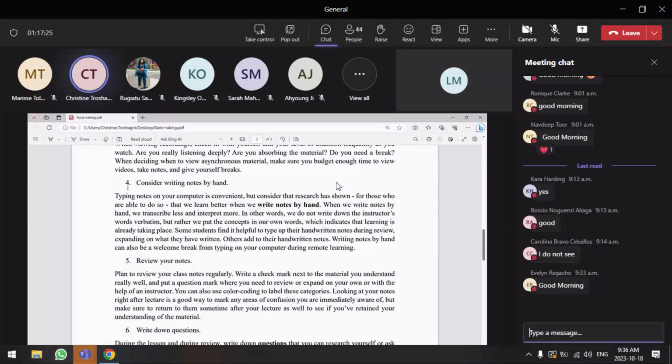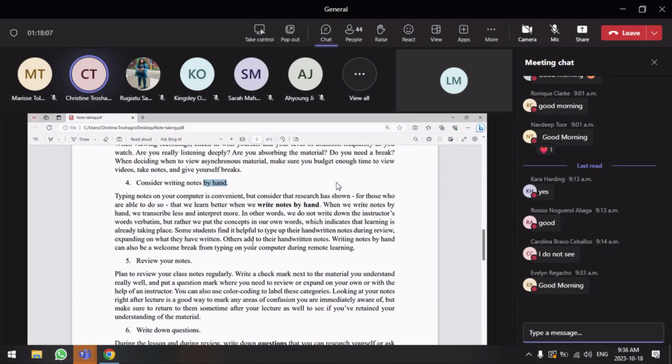Now, consider writing notes by hand. This is the main point here: by hand. Typing notes on your computer is convenient, but research has shown that we learn better when we write notes by hand. When we write notes by hand, we transcribe less and interpret more. In other words, we do not write down the instructor's words verbatim, but rather we put the concepts in our own words, which indicates that learning is already taking place.